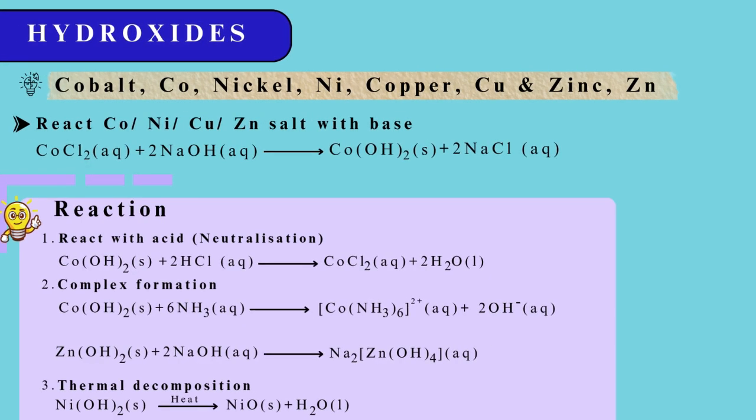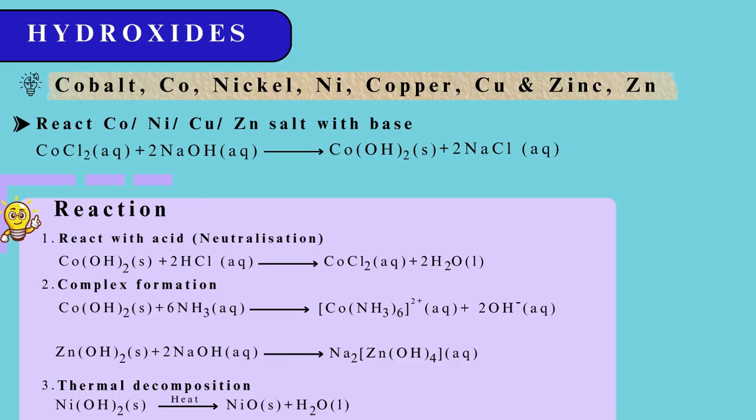Next, let's talk about the cobalt, nickel, copper and zinc hydroxides. Basically, we combine these four metals because the preparation of the metal hydroxide for these four metals is similar, which is we react the metal salts with a base. For example, cobalt chloride reacts with sodium hydroxide to form cobalt hydroxide and sodium chloride.